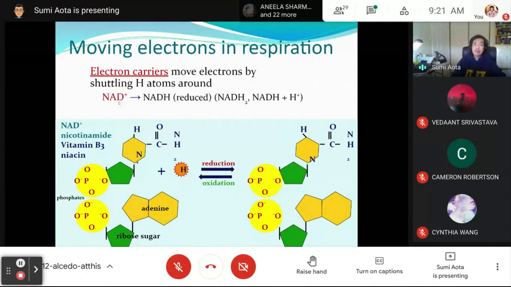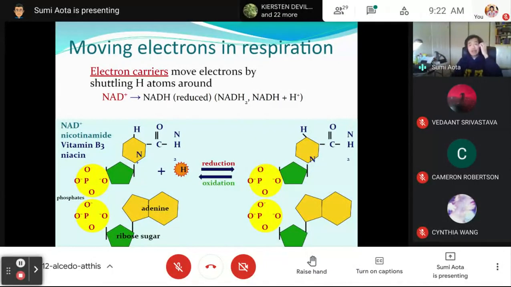If you take NAD plus and you give it a hydrogen, in other words, you reduce NAD plus, it becomes NADH. So the oxidized form of this molecule is NAD plus. The reduced form, which has accepted electrons or gained a hydrogen atom, is NADH. You'll notice there are two other names in brackets here. NADH is referred to in three different ways. I'm lazy, I will call it NADH.